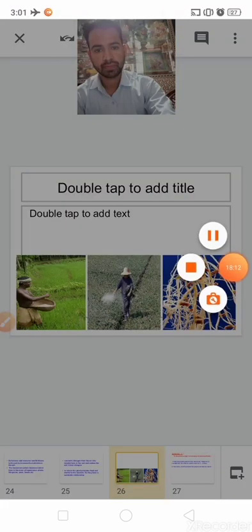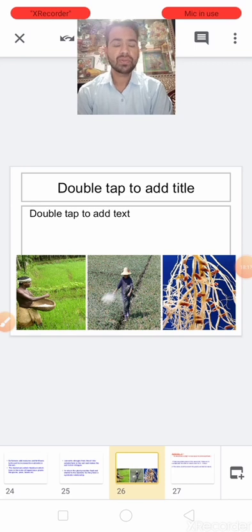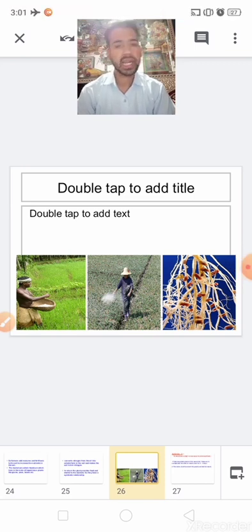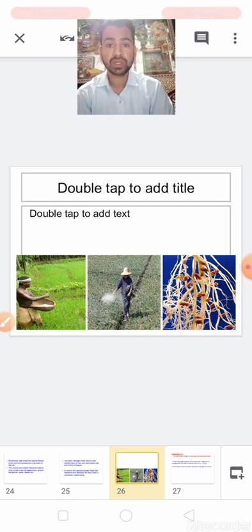Okay children, so in this chapter we have discussed the autotrophic and heterotrophic modes of nutrition and how the soil restores its nutrients.